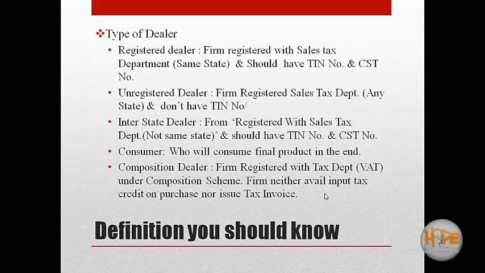Now let's see some important definitions you should know. Types of dealer. Registered dealer: a firm registered with the sales tax department in the same state, which should have a TIN number and CST number. Unregistered dealer: a firm not registered with the sales tax department in any state, and does not have a TIN number. Interstate dealer: a firm registered with the sales tax department, not in the same state, which should have a TIN number and CST number.